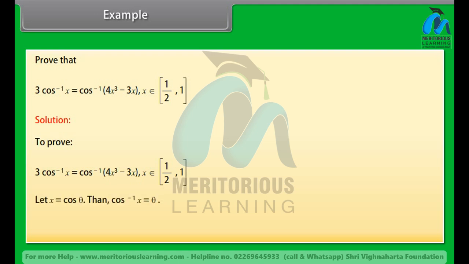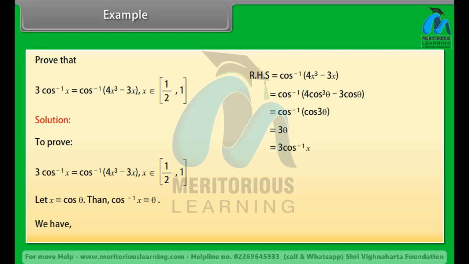Let x is equal to cos theta, then cos inverse x is equal to theta. We have right hand side is equal to cos inverse 4x cube minus 3x is equal to cos inverse 4 cos cube theta minus 3 cos theta is equal to cos inverse cos 3 theta equal to 3 theta equal to 3 cos inverse x, which is equal to left hand side. Hence, 3 cos inverse x is equal to cos inverse 4x cube minus 3x, x belongs to 1 by 2, 1.